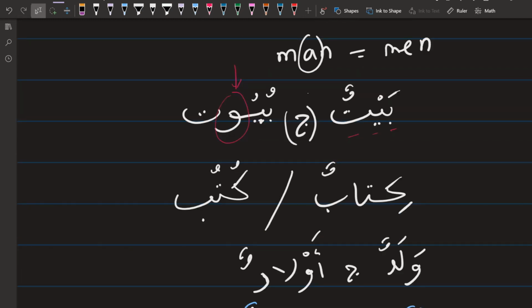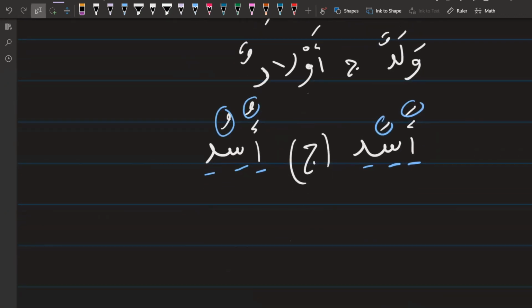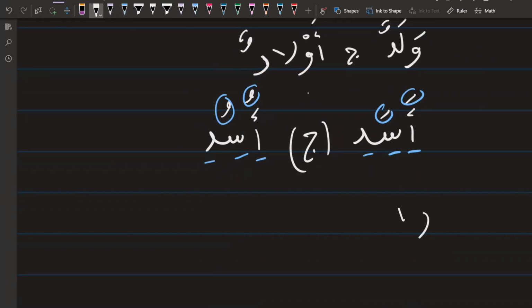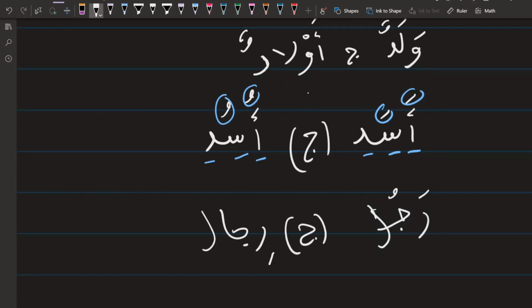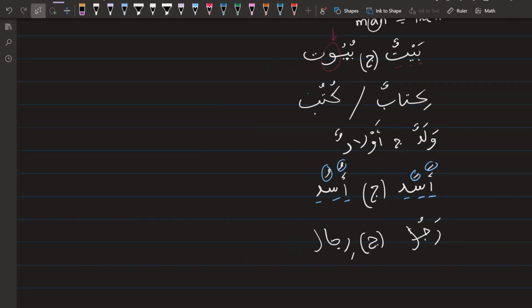Bait, buyut, kitab, kutub, walad, awlad, rajul, rijal. Okay, here's another one you should know. I'll give you a lot of them, inshallah. Our next vocabs session will focus heavily on the plurals. Okay, so we will start revisiting all the words that we memorized, and we'll start learning about the plurals. Okay, rajulun, and then the plural is rijalun. Make sense, guys?